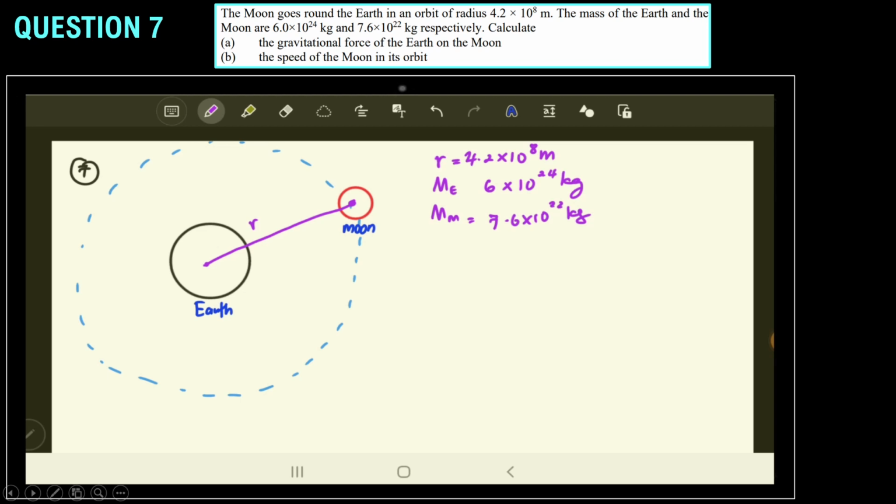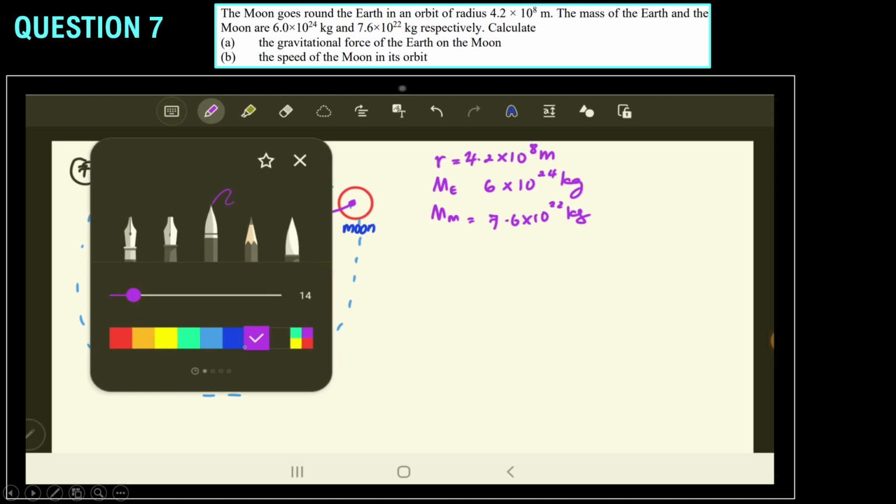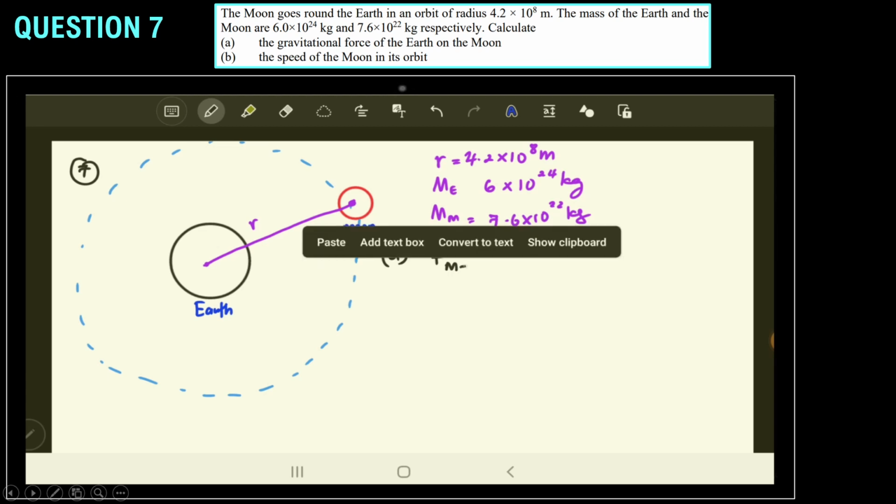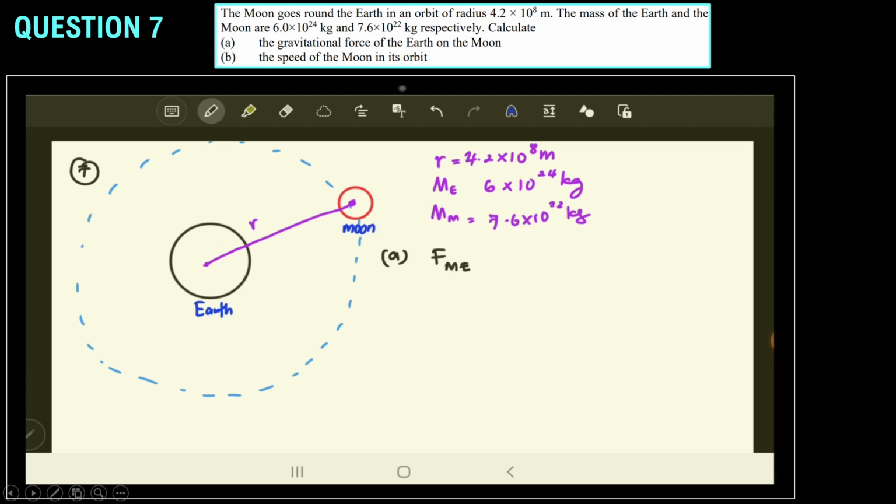Calculate the gravitational force of the earth on the moon. So for A, we want to find the gravitational force of the earth on the moon. F on the moon due to Earth is equal to G, the universal gravitational constant, times the mass of the moon and the mass of the Earth, over the distance between them, r squared. So you can straightly substitute the values.